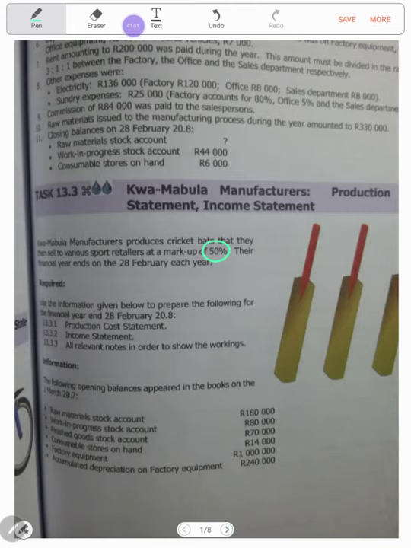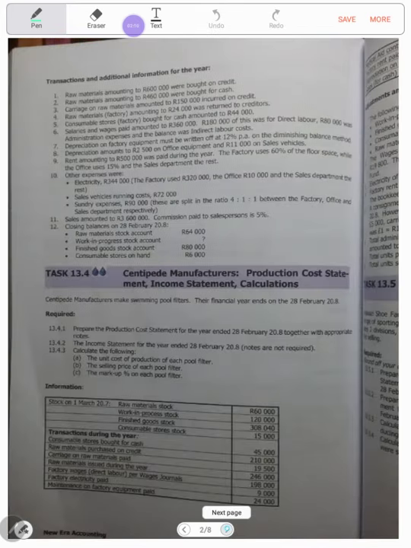So remember, in order to complete your production cost statement, you have to first complete the relevant notes to show the workings. So let's start off with note number 1, which would be your direct raw materials. We're going to be going through these adjustments, and I'm looking for every single thing that has raw materials because that will affect note number 1, the direct material note.